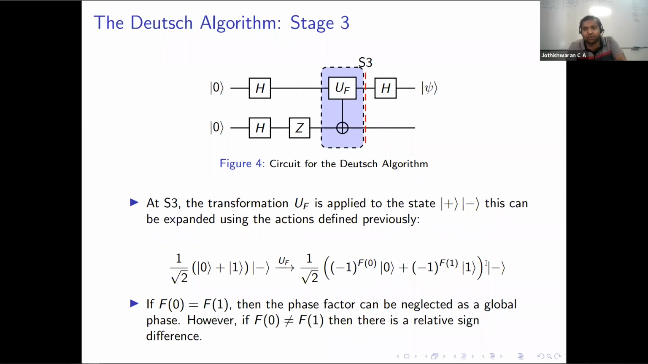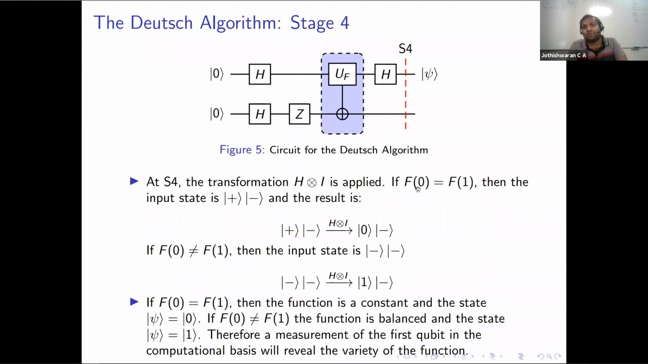If both of these are 0, then it will stay as 0 plus 1. If both of these are 1, I will get an overall phase factor of minus, which I can neglect. So in the case where f0 is equal to f1, I don't know what that value is, but in the case they are equal, the resultant state is plus minus. And when I apply the Hadamard gate on the first qubit, in that case, I will get back my 0 state, and the minus state stays as it is because no transformation is performed.